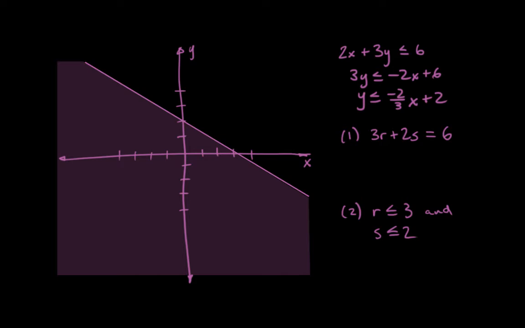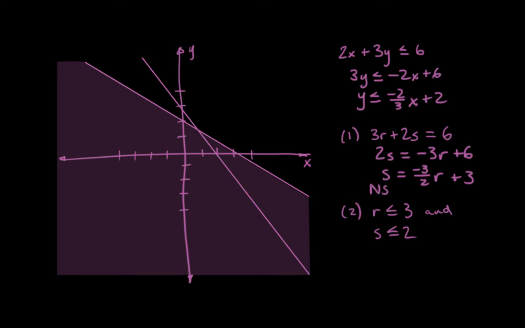I'm going to solve for s since that's representative of the y-coordinate. I get 2s equals minus 3r plus 6. And divide both sides by 2, I get s equals negative 3/2 r plus 3. So I'm going to graph that line. And you can see that some points on that line are within the shaded region, some points on that line are not in the shaded region, so statement 1 is not sufficient to answer this question.